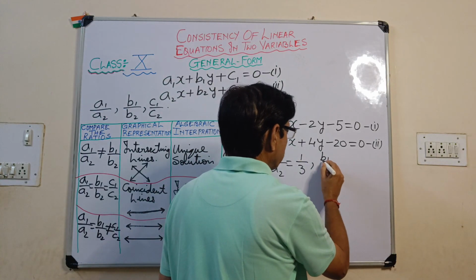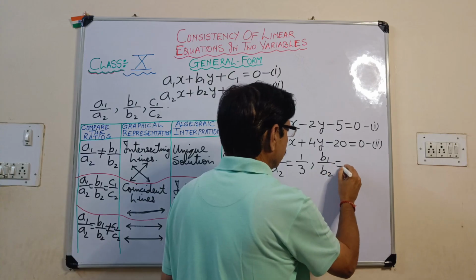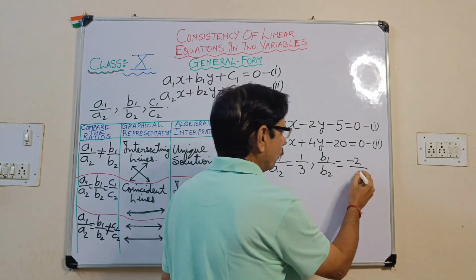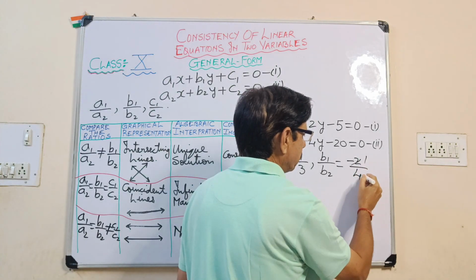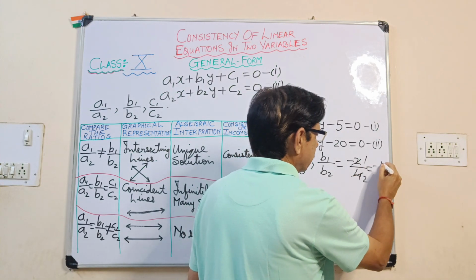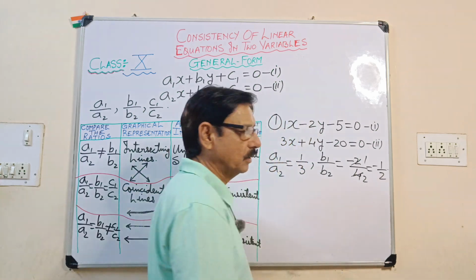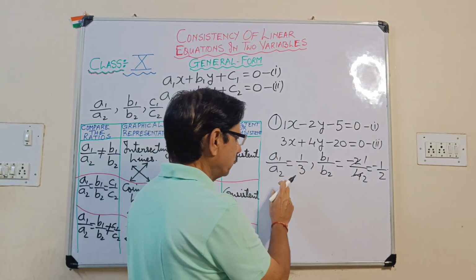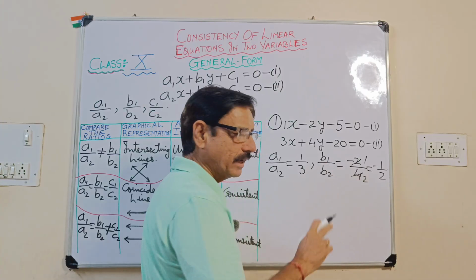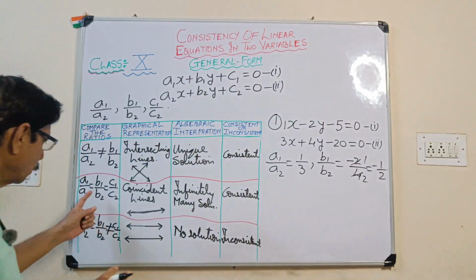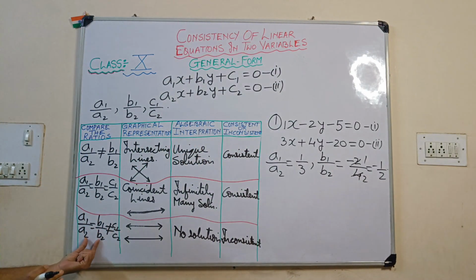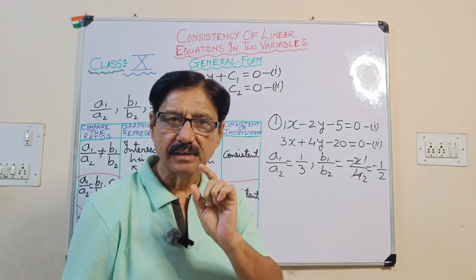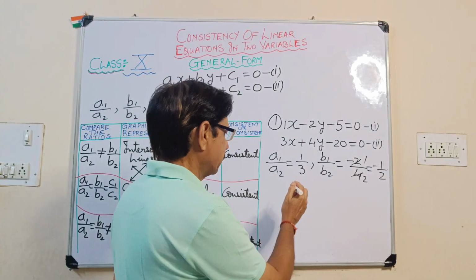And if I find b1 by b2, it will be minus 2 upon 4, or cancelling by 2, negative 1 by 2. I explained earlier that if a1 by a2 and b1 by b2 are not equal, like in the two cases where these both should be equal, then there is no need to check c1 by c2. Don't waste your time checking that.